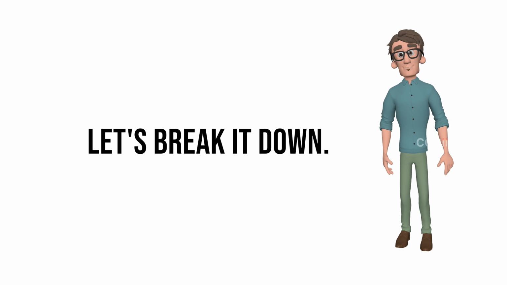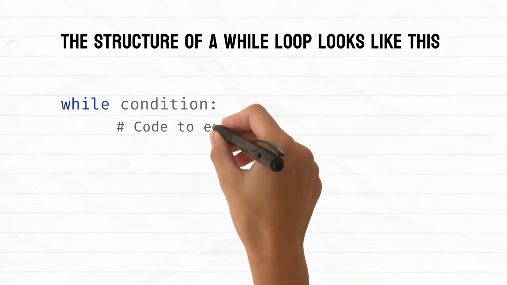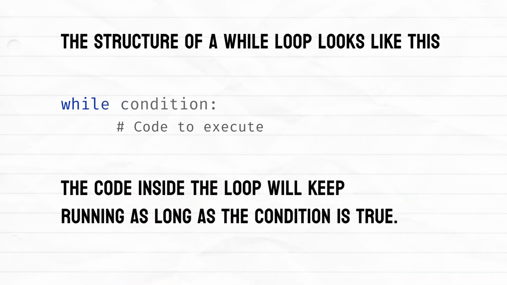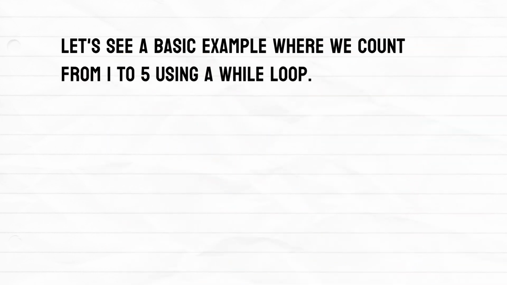Let's break it down. The structure of a while loop looks like this. The code inside the loop will keep running as long as the condition is true. Let's see a basic example where we count from 1 to 5 using a while loop.